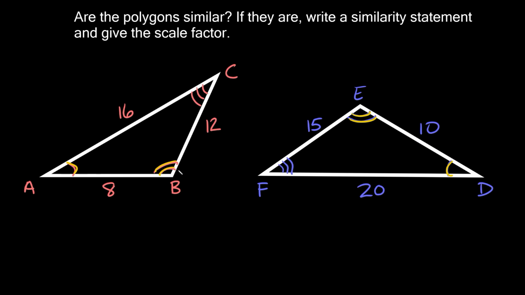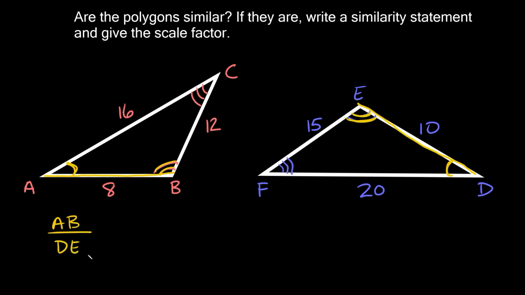Okay, so let's start with this side right here, side AB. We're going to compare that to what side on this triangle over here? Well, as you can see, AB runs from angle 1 to angle 2. So on this triangle, that would be side DE, because DE runs from angle 1 to angle 2, right? So AB, we can compare it to DE.